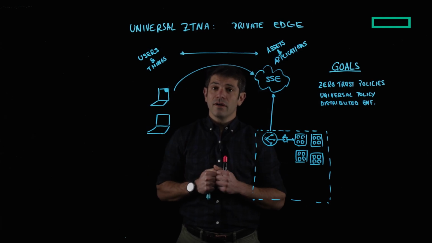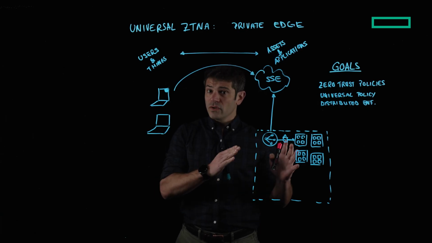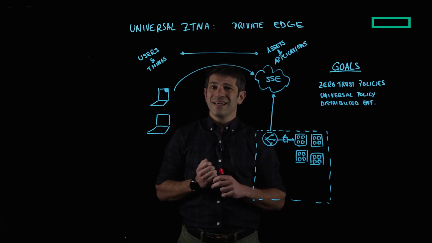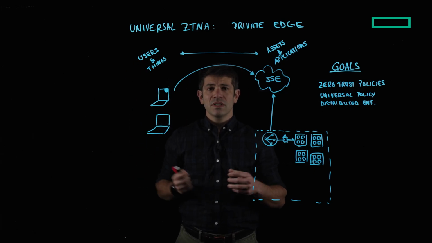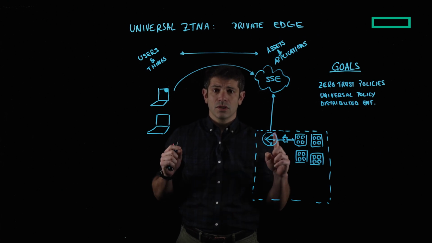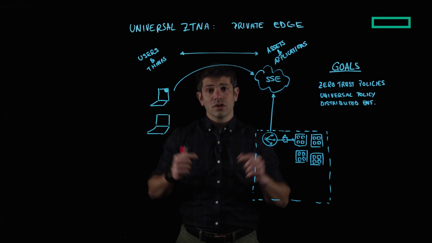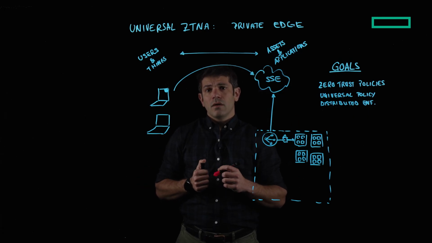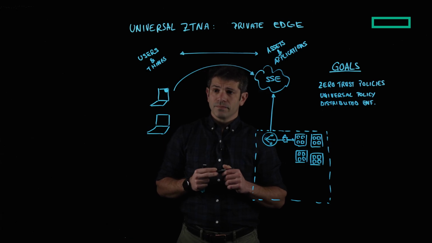Today I'm going to talk about a new topic, universal ZTNA. And this is going to be a series of topics. First of all, what do we understand by universal ZTNA? It's how we're going to secure how users and things talk among themselves, talk with assets, talk with applications. It's going to touch on your network security, it's going to touch on your application security. Now, today we're going to focus on private edge.